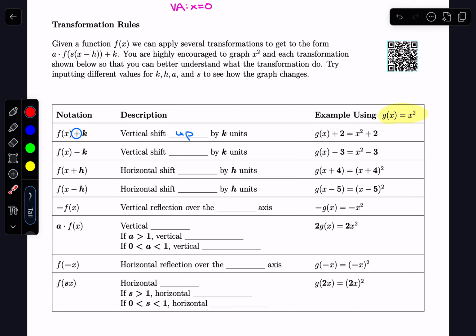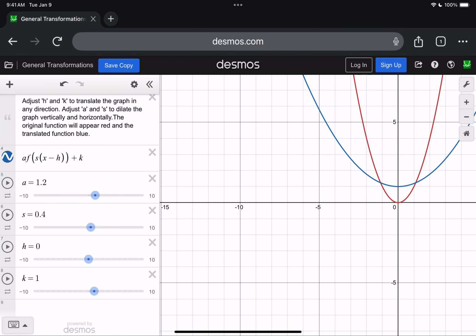And if g of x is x squared, then this looks like x squared plus 2. So notice g of x right here stayed as x squared. We did not change what g of x is, it's just x squared. But then this plus 2 is on the outside of the function. And that takes the graph and shifts it up 2. So if you wanted to see that after you scan the QR code, all you have to do is take the k, which is down at the bottom, and move it up or down. So if I set k to be 2, it's 2 higher, could go 4 higher, 5 higher, however much higher or lower you want. All right, notice if I make k negative, it goes down.